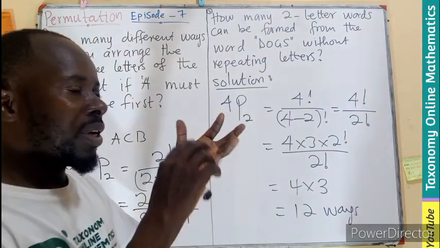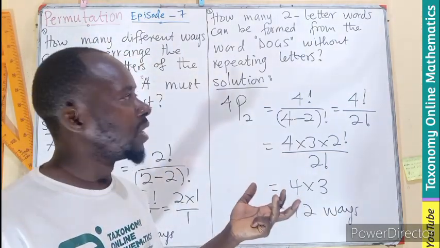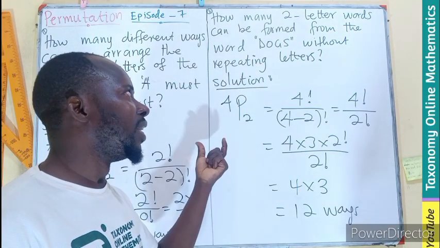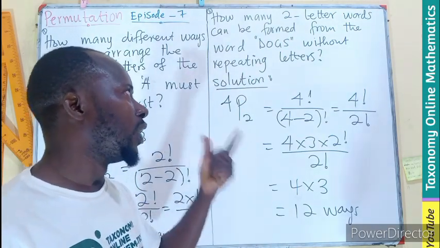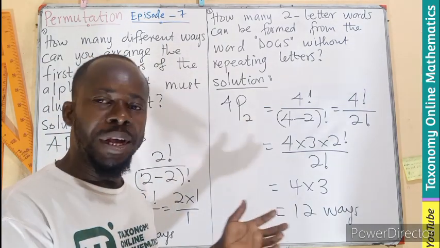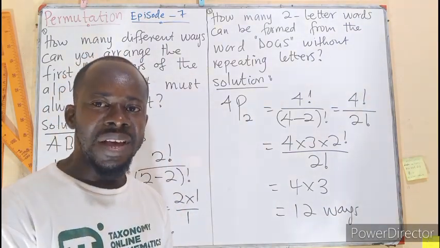So I can have DO, OD. I can have DG, GD. I can have OG, GO. In that order, you have 12 different ways by which those letters can be arranged.